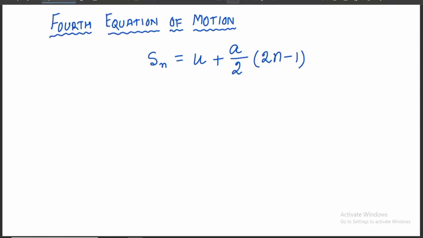In this video, we will derive the fourth equation of motion, that is Sn equals u plus a by 2 into (2n minus 1). So let's start.